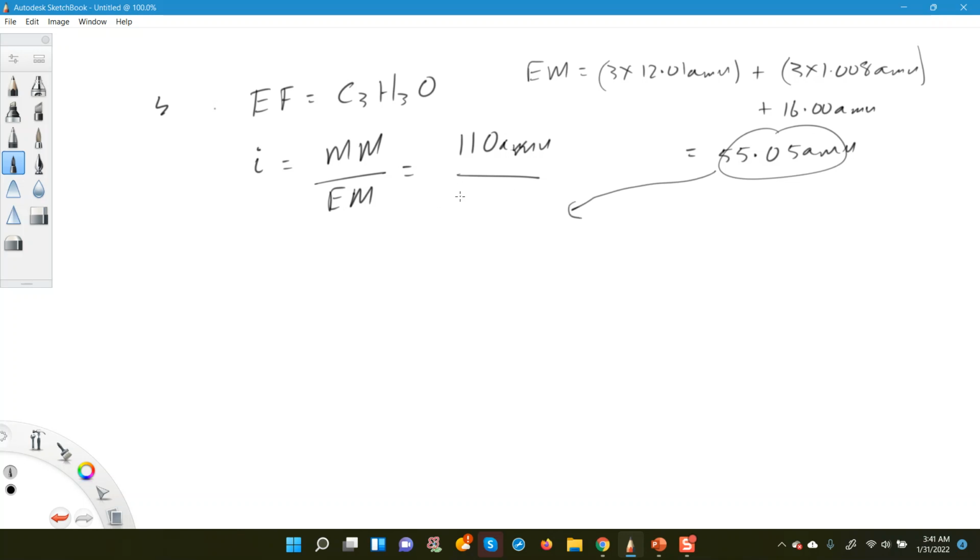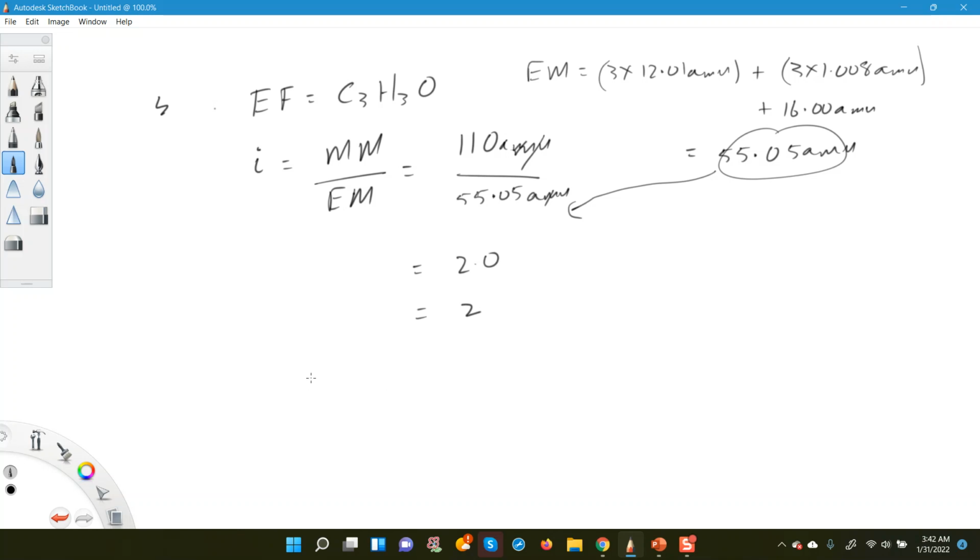So let me do the calculation: 110 divided by 55.05. According to my calculations, this works out to be, in this case, I'd round off to 2 sig figs, so that would be 2.0. But this has to be an integer, so this would be equal to 2.